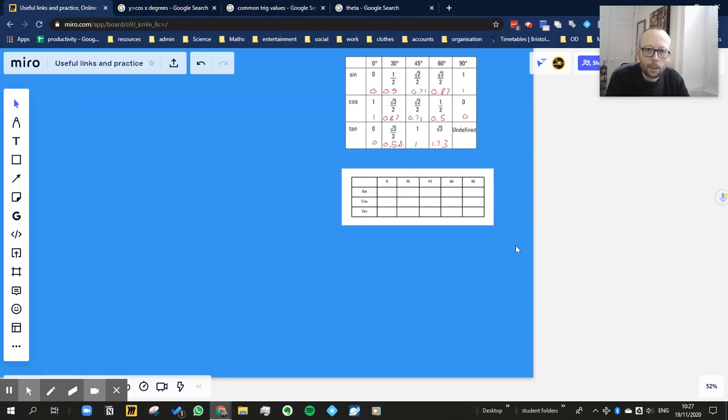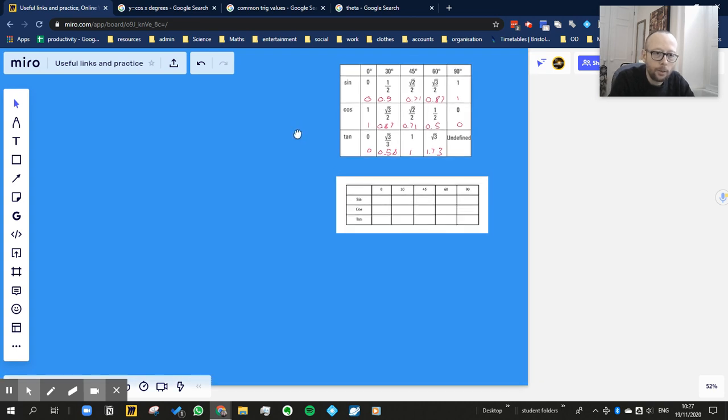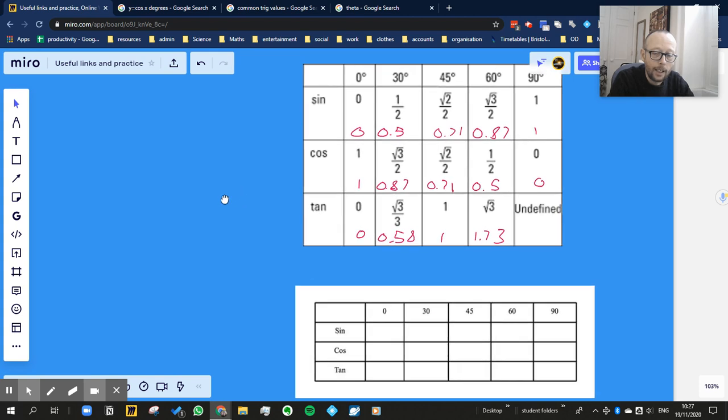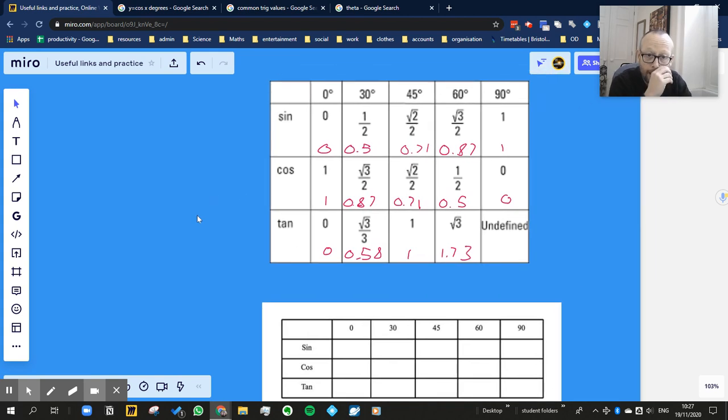Hi, so I'm going to make a quick video today about a few tricks for the common trig values. One of the things you need to know in GCSE and A-level maths is some of these common trigonometric values. For example, sine 0 is 0, sine 30 is a half, and so on. So these are all the common trig values you need to know.